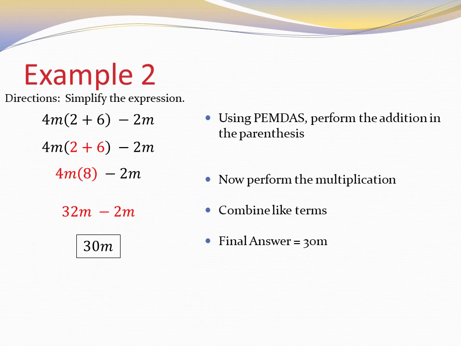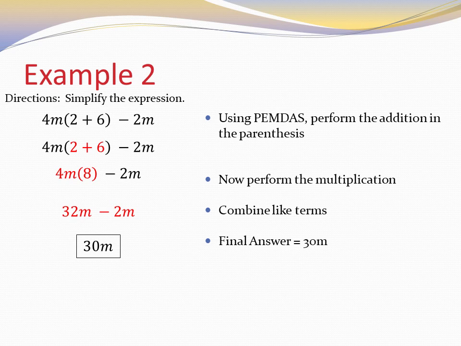Now for example 2, this problem is much faster, much easier. Same directions, simplify the expression. So the problem is 4m times the quantity 2 plus 6 minus 2m. So using PEMDAS, we start with parentheses. So the quantity inside the parentheses is just 2 plus 6, which we can evaluate, so we get 4m times 2 plus 6, which is 8, and then minus 2m.